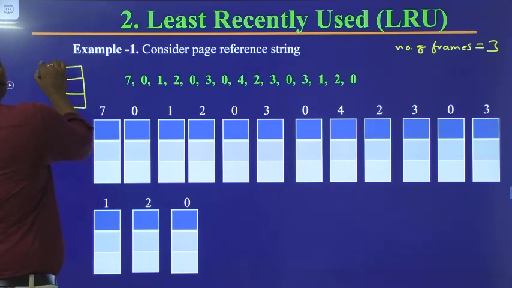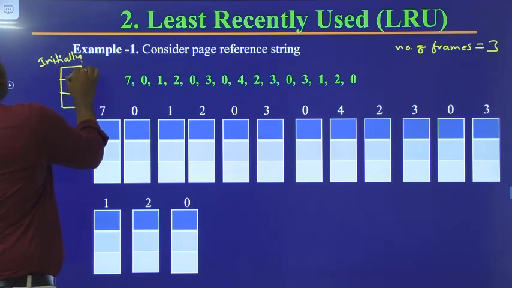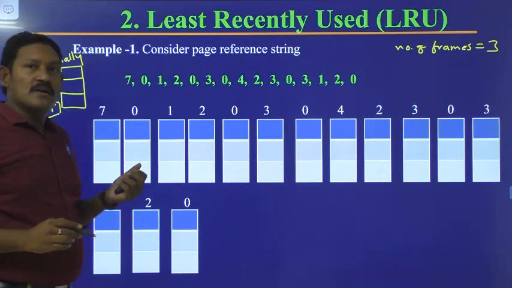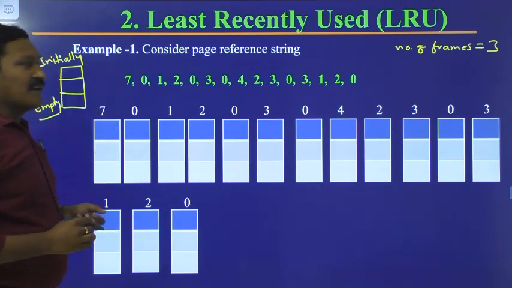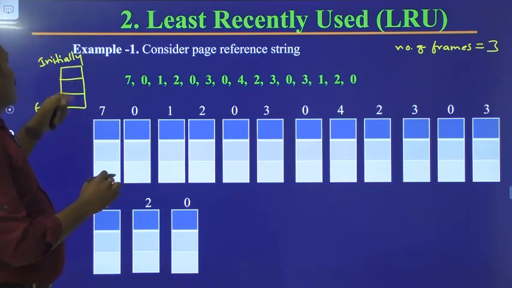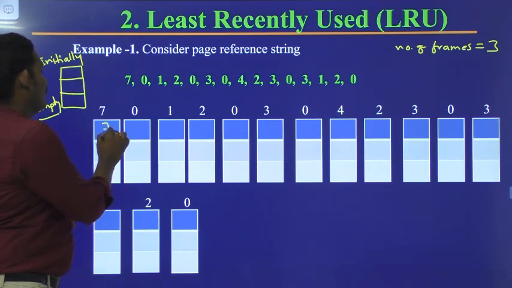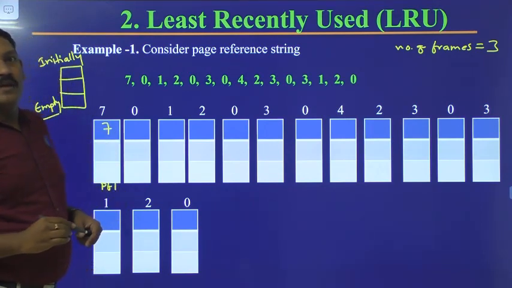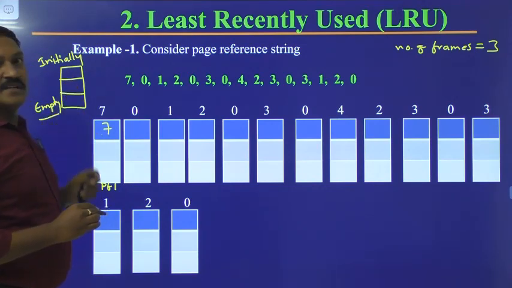Let us suppose initially it is empty. Now the CPU is searching for 7. 7 is not available here, so we will insert 7. So page fault has occurred. Page fault 1, because 7 is not there, so we have inserted 7.